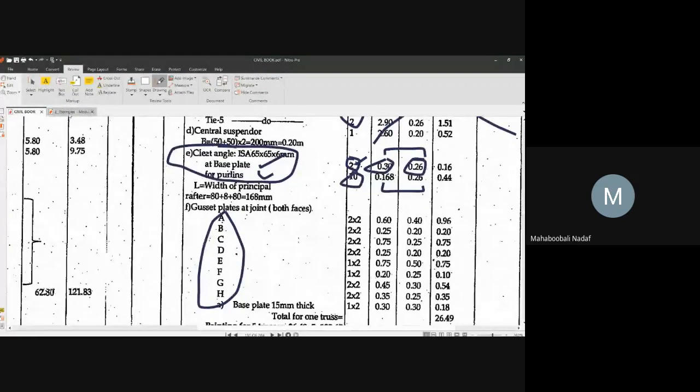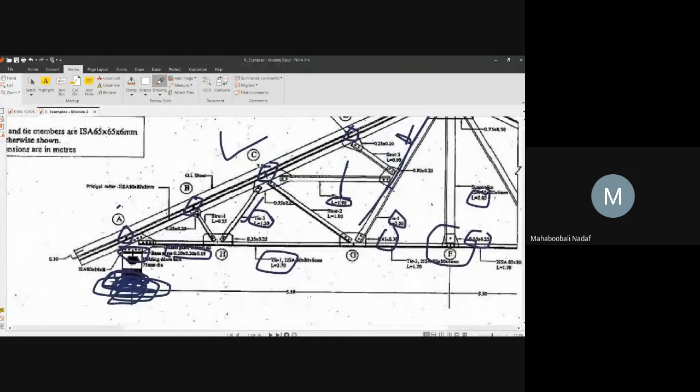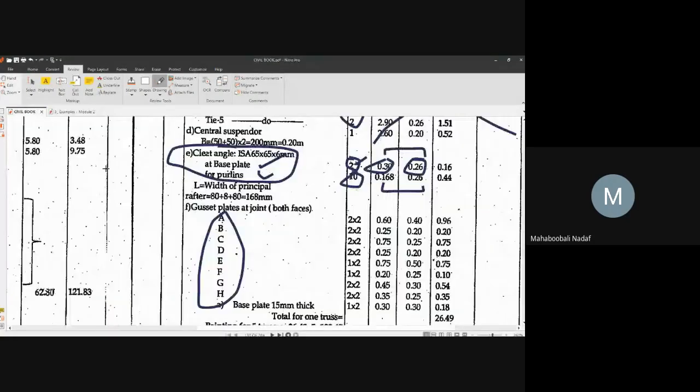Now gusset plate, very easy. A, B, C, D, E, F. All the plates you need to write down, and all the sizes they have given. Yes or no? All the sizes they have given it or not? So those sizes you will write here.